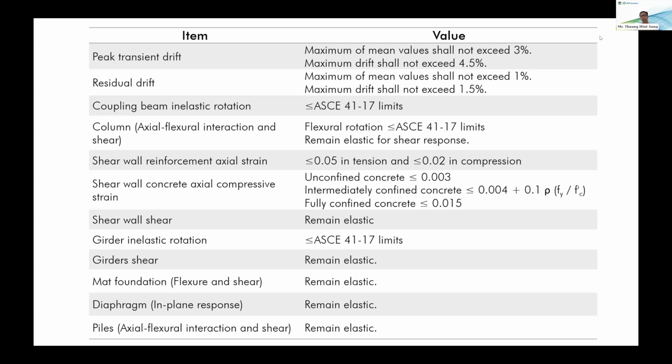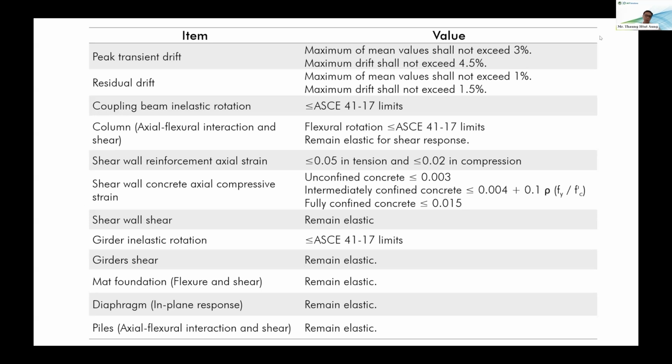Residual drift means it is a permanent drift after the ground shaking. So the building may not go back to its original position after the ground shaking. So we check that permanent drift as well, whether it is significantly large or not. If it is significantly large, in that case, the neighboring buildings will be in danger. So we check that one as well.